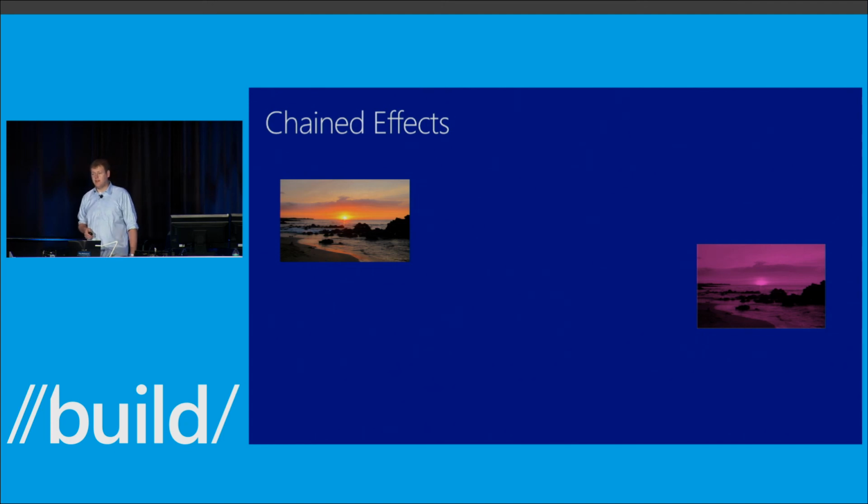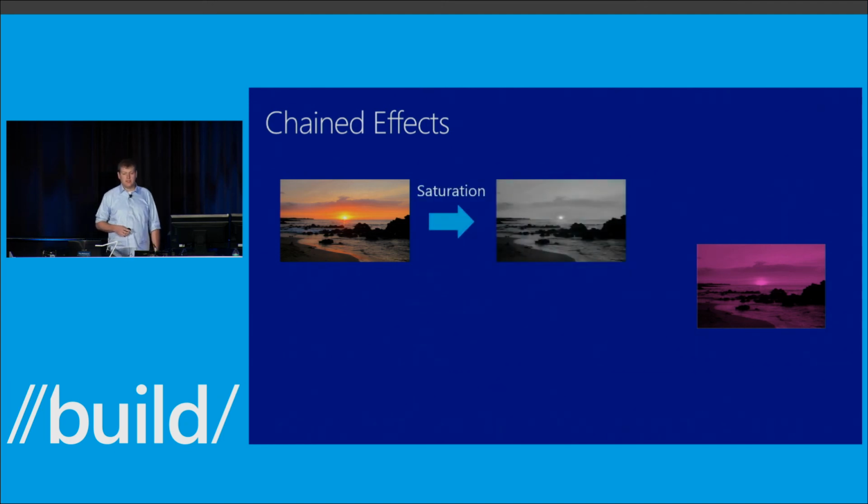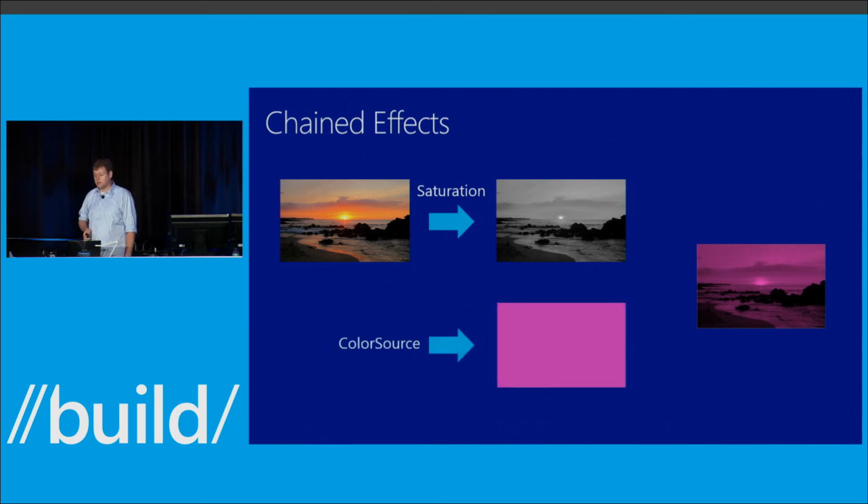We'll do that by creating 3 effects. The first one is saturation, that will take it all the way down to a monochrome image. We'll use a color source in order to create the pink color, and then we'll finally blend it together to get the pinkish purple color. So this is a simple example of how you can start to combine the different effects to really customize your UI.